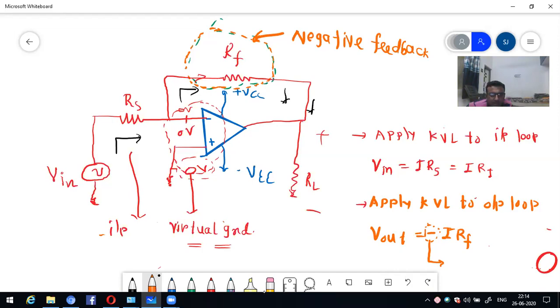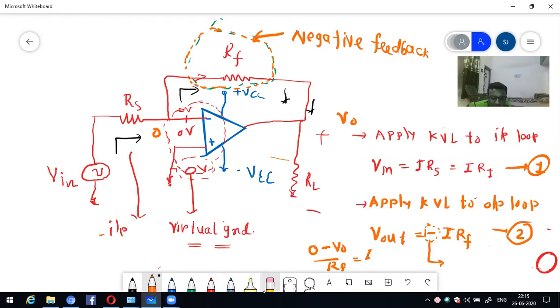See this. Here 0 volt, here voltage is V0. So (0 minus V0) divided by Rf equal to I. Now if you simplify, V0 equal to minus I into Rf. Consider this is the first equation and consider this is the second equation.